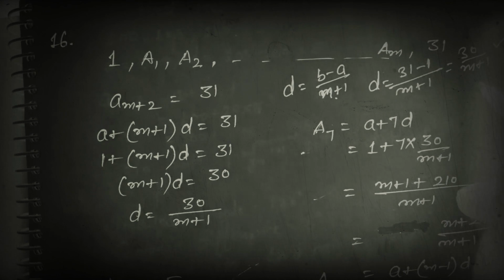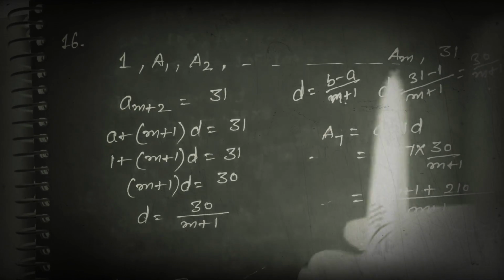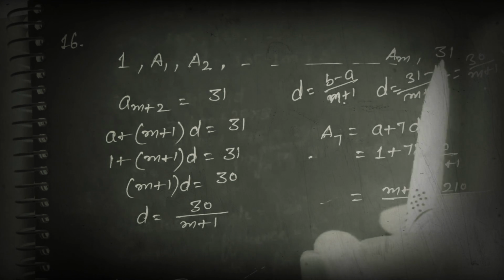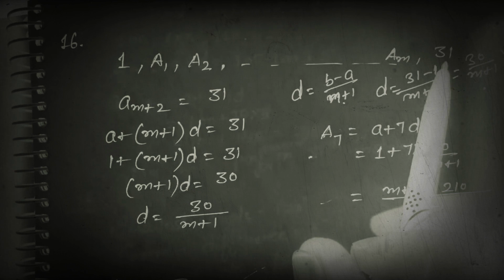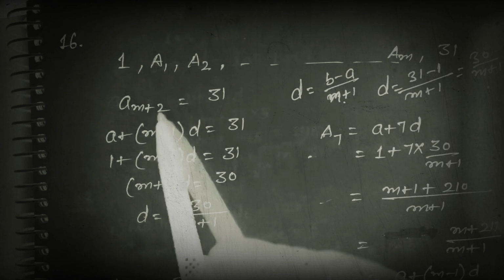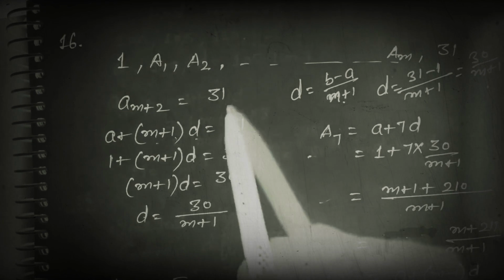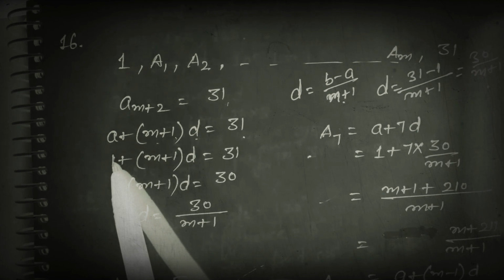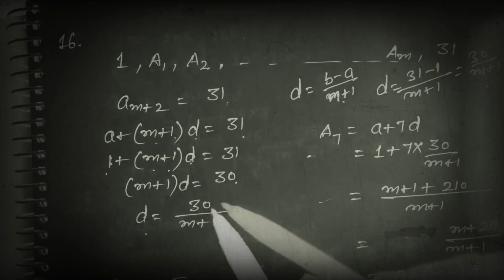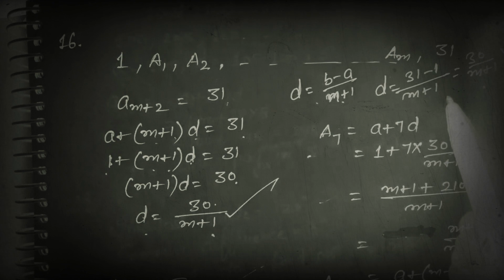You can use this direct formula or you can use the terms. This is the first term, m means between them. Then this term will be the m plus 2th term. So a m plus 2 is equal to 31. What is the formula of a m plus 2? a plus m plus 2 minus 1 d. So it is m plus 1 d is equal to 31. a given आपको यहाँ पर क्या है, 1. तो m plus 1 into d is equal to 30. d will be 30 upon m plus 1. You can use this or you can take it by using the formula.